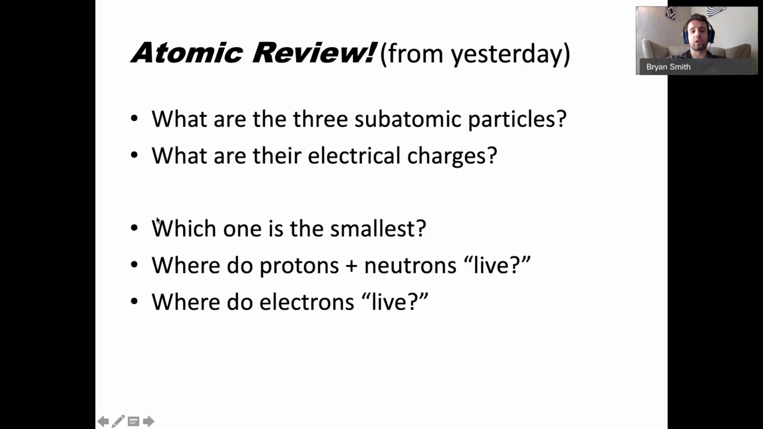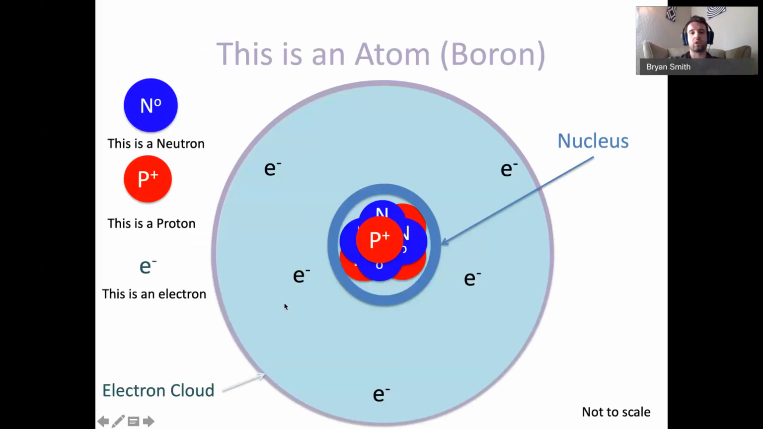You should know that electrons are the smallest. Protons and neutrons live in the nucleus, and electrons live outside in the electron cloud. They don't necessarily have any organized shape, they just move all over the place. Of course, this is not to scale. This is just a review from last notes about atomic makeup.